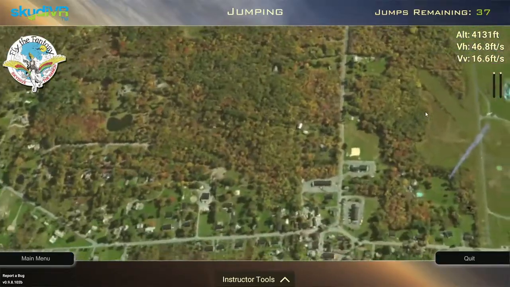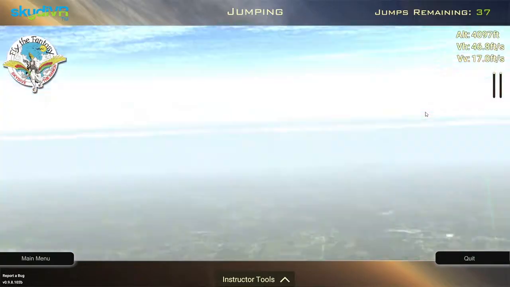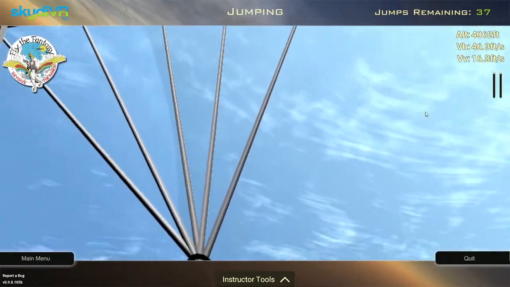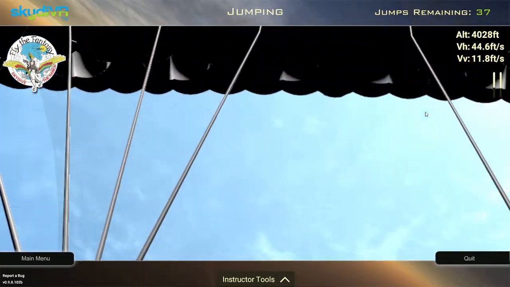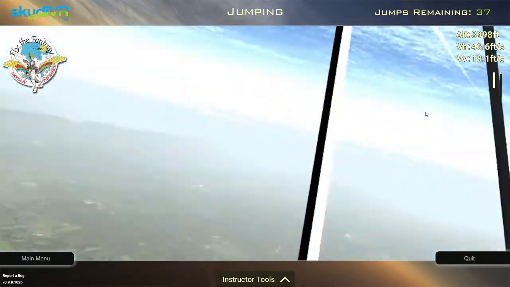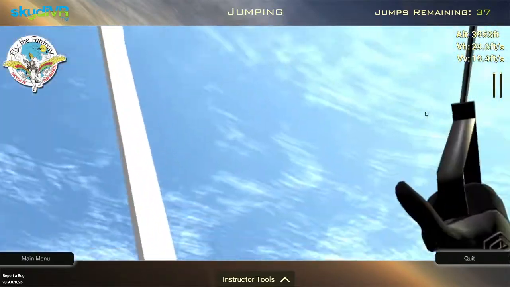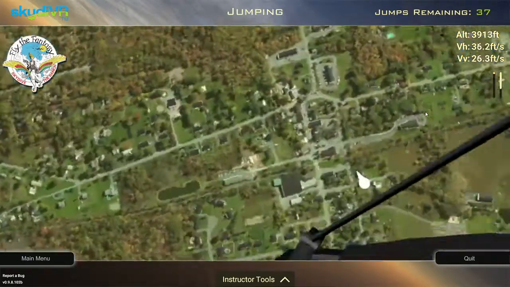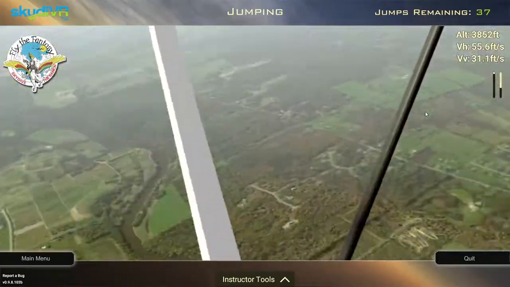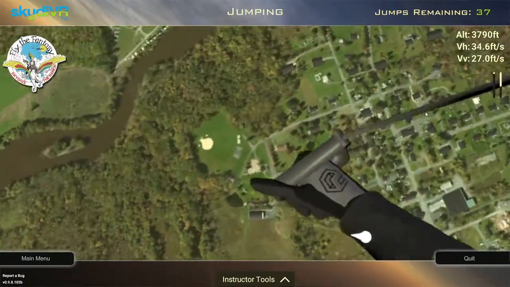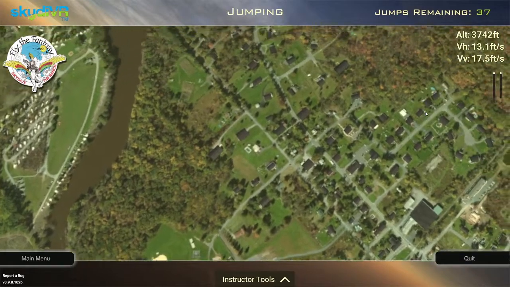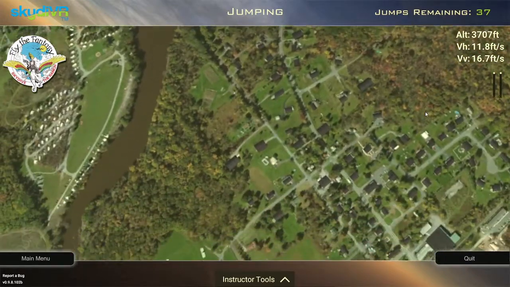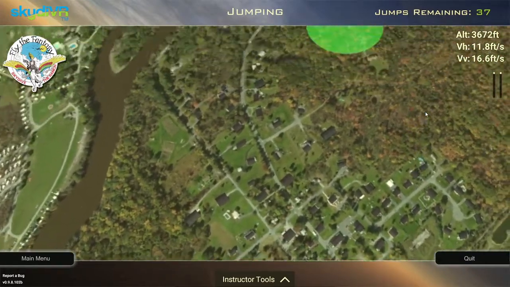Okay, under canopy, take a break as soon as you open. Unstow your toggles consciously. Make a turn looking into your turns. Make sure there's no traffic. And I'm going to go ahead and just bring it all the way around into the wind and do a quick ground winds check. I can see a canopy down there.